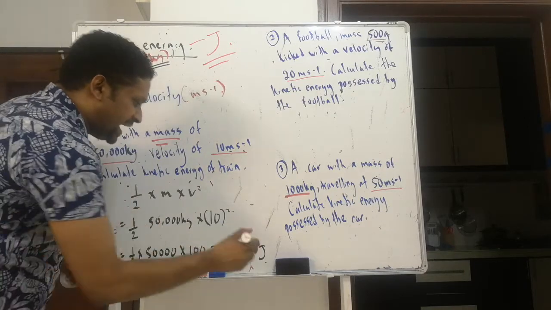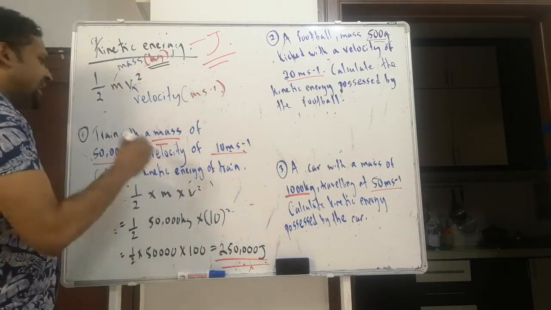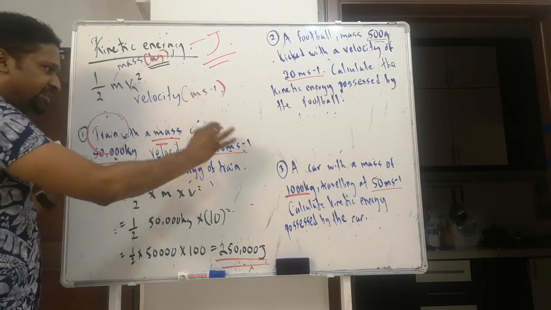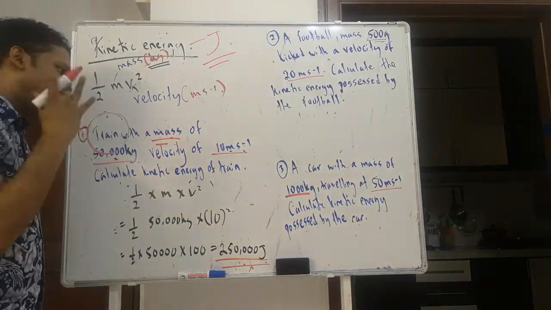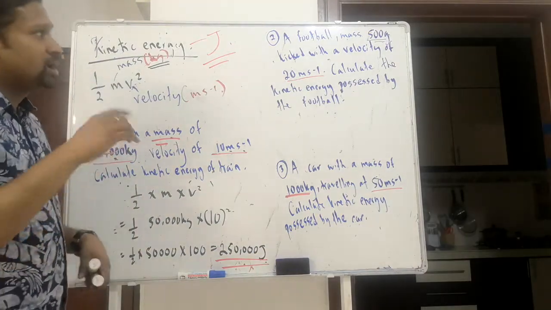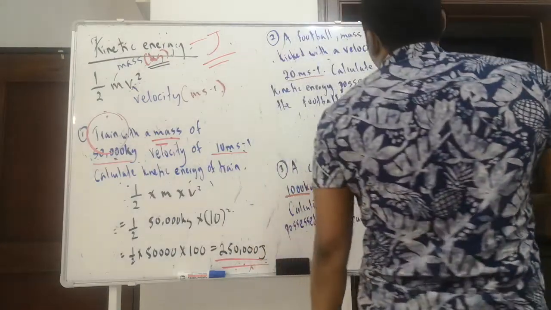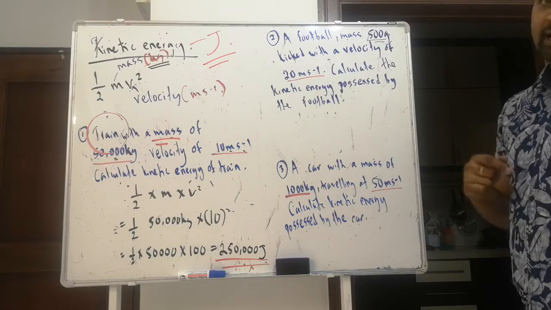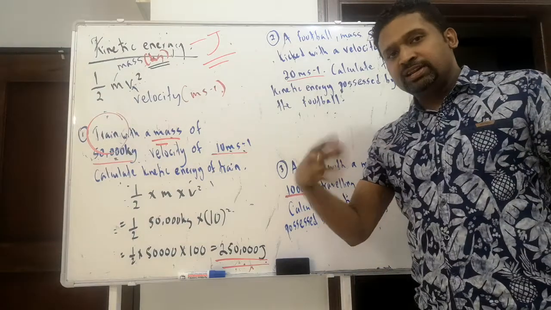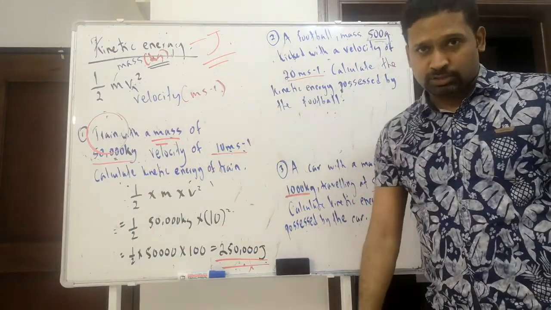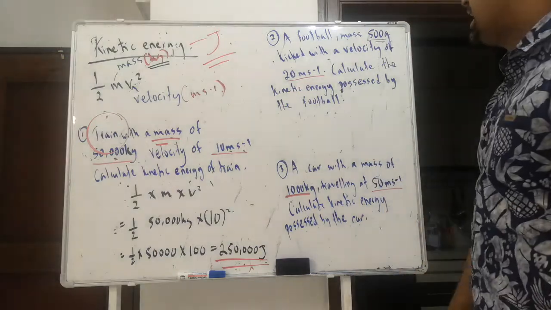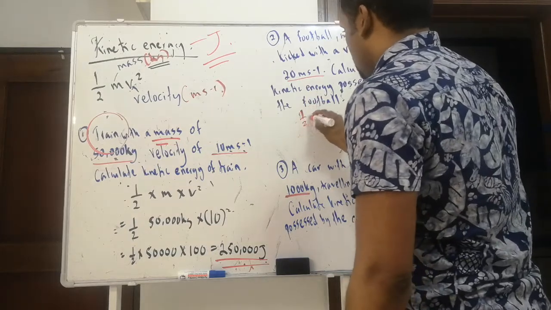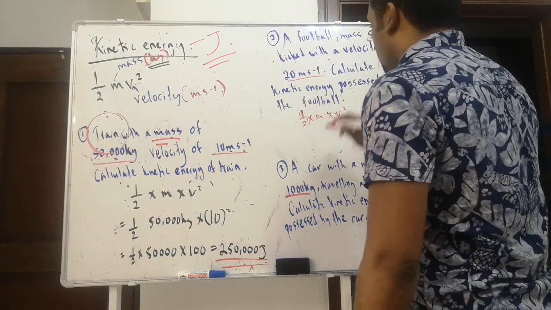This is the kinetic energy possessed by the train with a mass of 50,000 kg travelling at a velocity of 10 meters per second. Whereas the next one here, a football has a mass of 500 grams, kicked with a velocity of 20 meters per second. That means the ball is kicked and travels 20 meters every second. Calculate the kinetic energy possessed by the football. So this one again, same: half times mass times velocity squared.